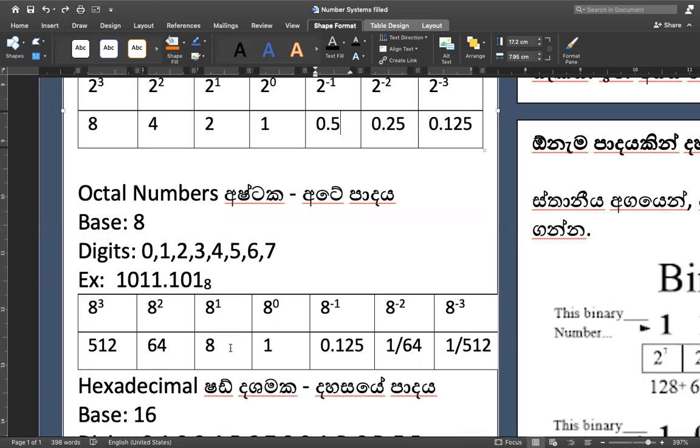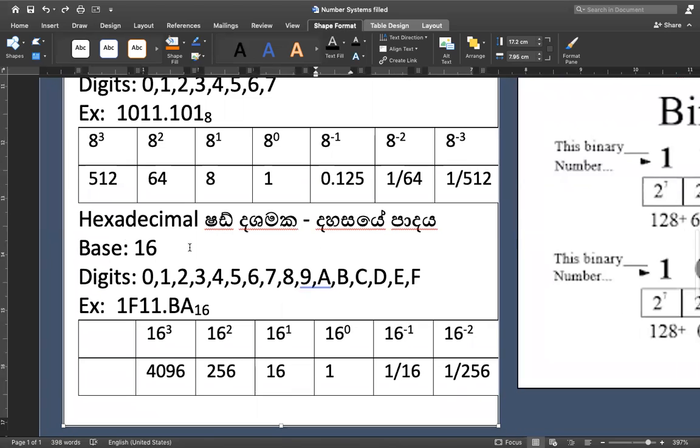In the octal number system, you have digits 1 to 7, and here you can see 8 times. 8 times of 1 is 8. 8 times of 8 is 64. 64 into 8 is 512. On the other hand, it will divide by 8. 512 divided by 8 is 64. 64 divided by 8 is 8. 8 divided by 8 is 1. So here also the same. When it comes to the hexadecimal number system, it is 16 times. 1, 16, 256. So likewise, it moves on. On the other hand, it is dividing by 16.